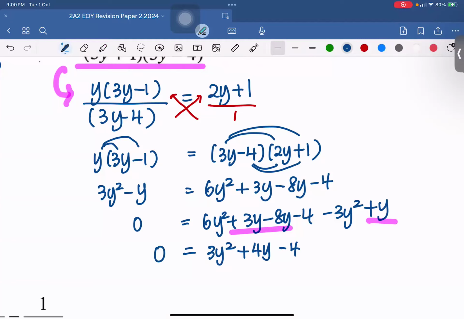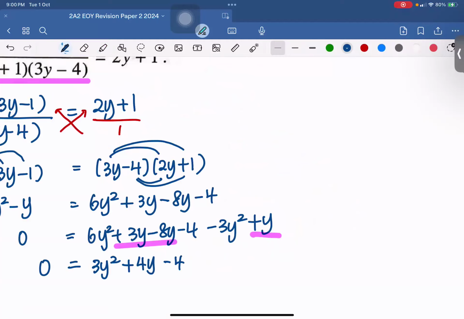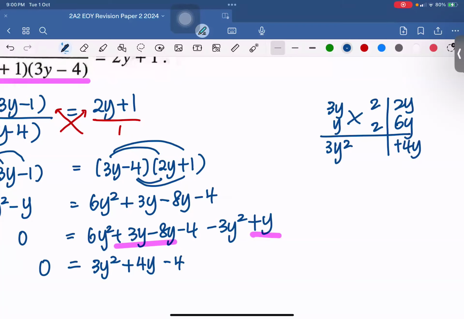If I want to solve this, must use what? Vincent, how to solve this equation? 3y, then below y, then 2 and 2, plus and negative. Correct. Then we write two steps. If not, you use your calculator.